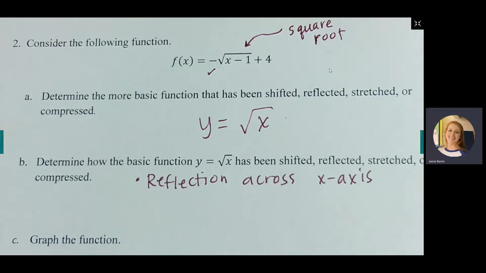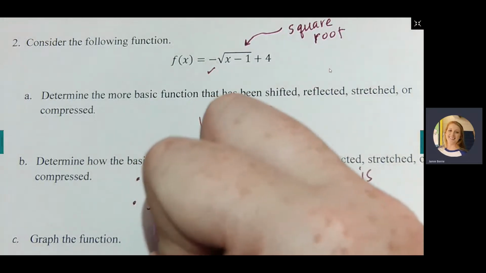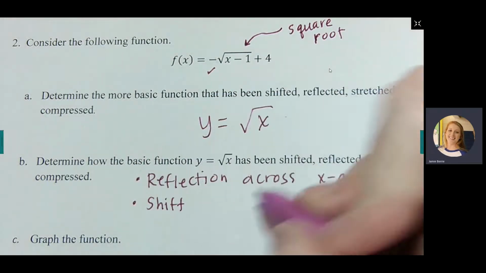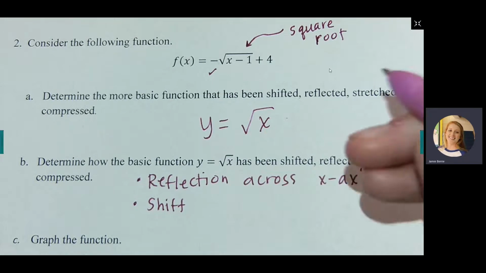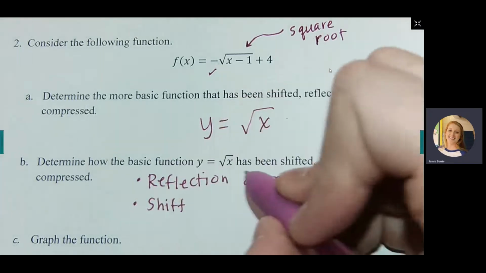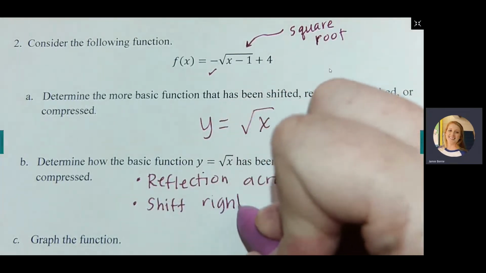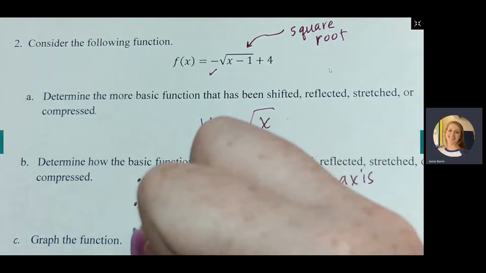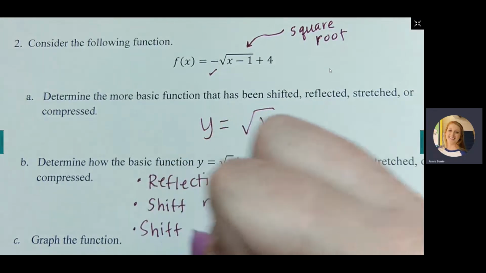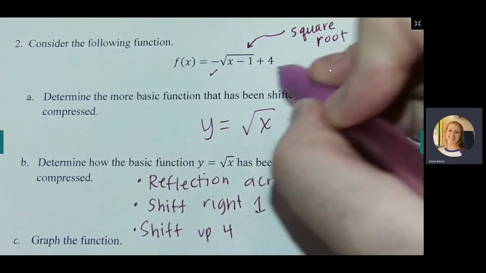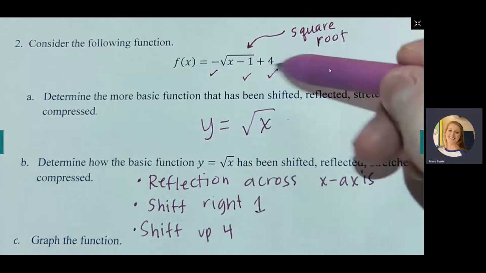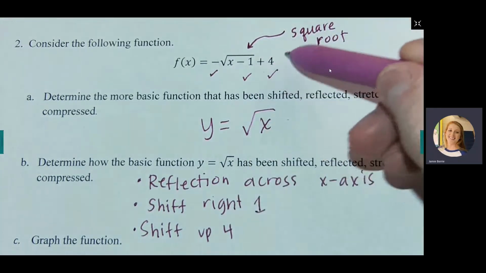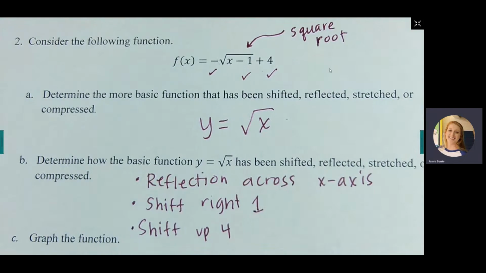All right, so what happens when you subtract a number on the inside of the radical? It's definitely a shift. Shift which way? Yeah, we are going to shift up 4, but we are going to shift to the right 1. Good. Shift right 1 and then shift up 4. So does everybody see where that shift up 4 part comes from? That's here at the end. So we're adding 4 to the end. That's going to shift it up 4.